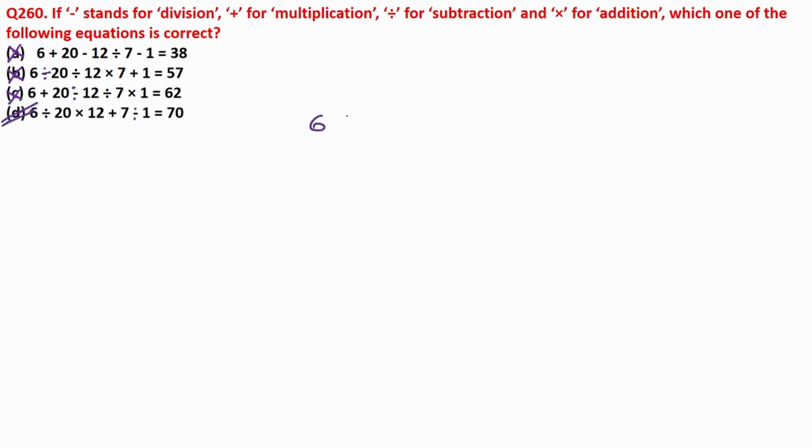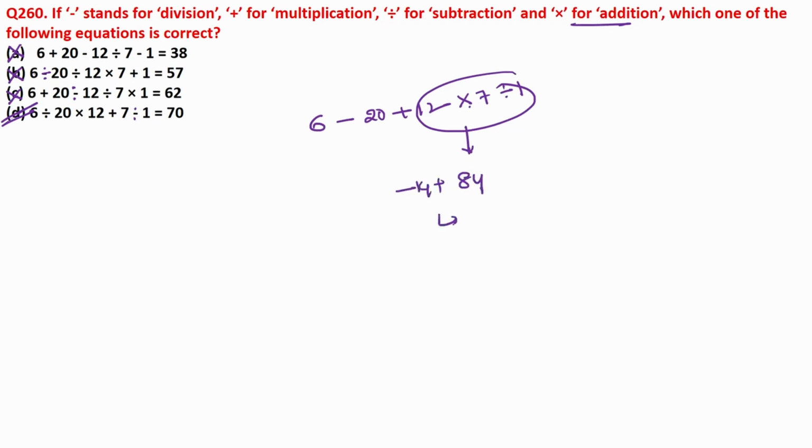6. Division is for subtraction, multiplication is for addition, plus stands for multiplication, and minus stands for division. Now see, as per that, 7 divided by 1 is equal to 7, and 7 into 12 is equal to 84, and you have to subtract 14. So the final result is 70. Yes, option 4 is exactly the suitable equation.